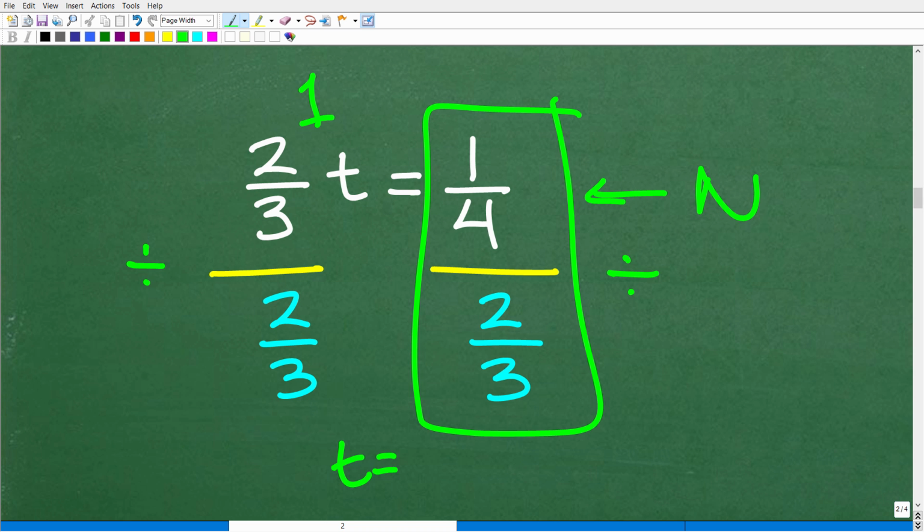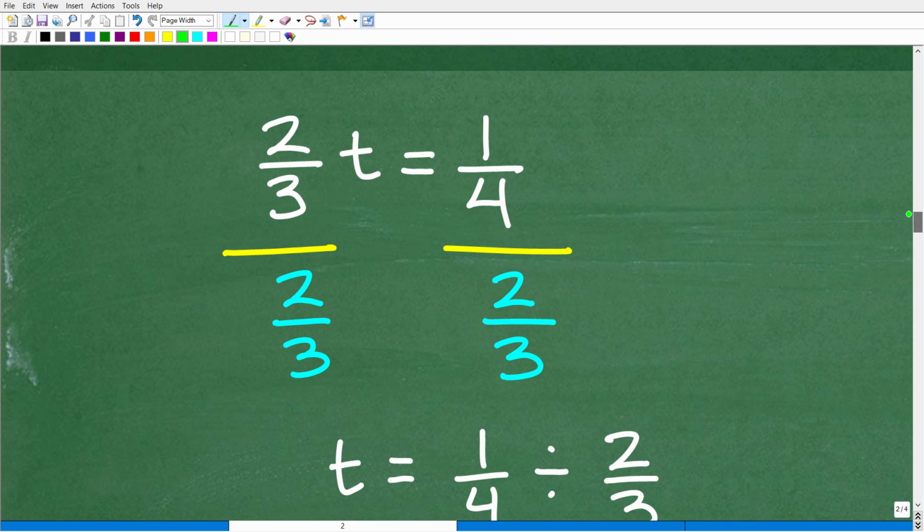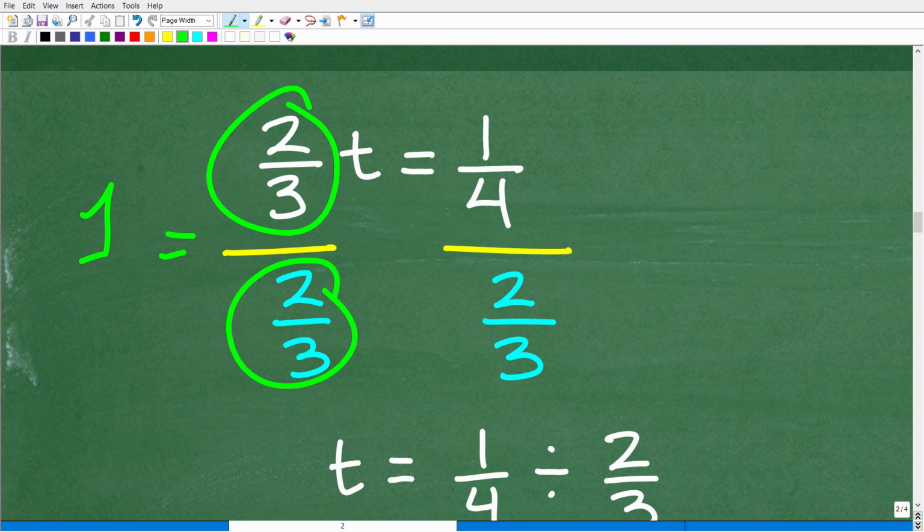Anytime you have a fraction in the numerator, a fraction in the denominator, or a fraction numerator and no fraction in the denominator, anyways, when you have a lot of fractions going on, this is called a complex fraction. But we have to just think about how to solve this. So again, 2/3 divided by 2/3 is 1. That's pretty easy. But this is 1/4 divided by 2/3.